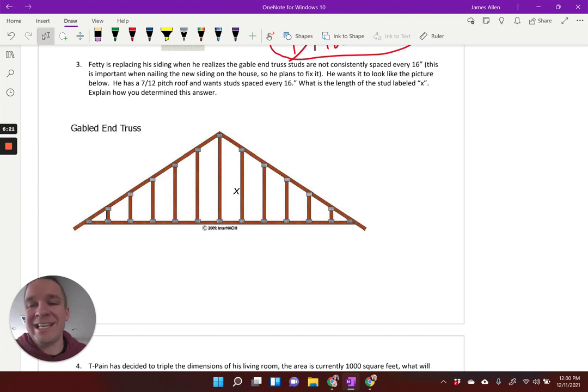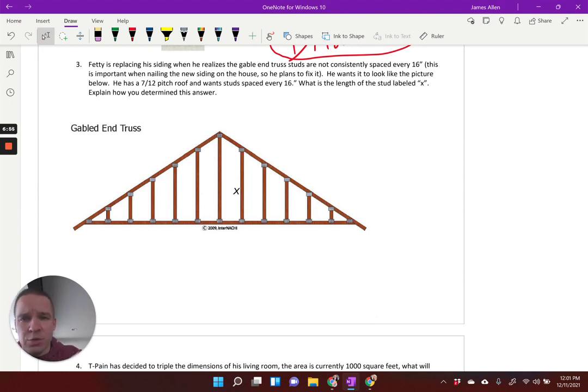Number 3, Fetty. Fetty is replacing his siding when he realizes the gable end truss studs are not consistently spaced every 16 inches. This actually happened to me when I was replacing the siding on my house with the gable end. I was ripping things off, and I'm like, these things aren't even spaced right. So I had to redo them. This is a big deal when you're nailing the new siding on, right? So you have to nail it too. He wants it to look like the picture below. He has a 7/12 pitch roof and wants studs spaced every 16 inches. What is the length of the stud labeled X? Explain how you determine this answer.